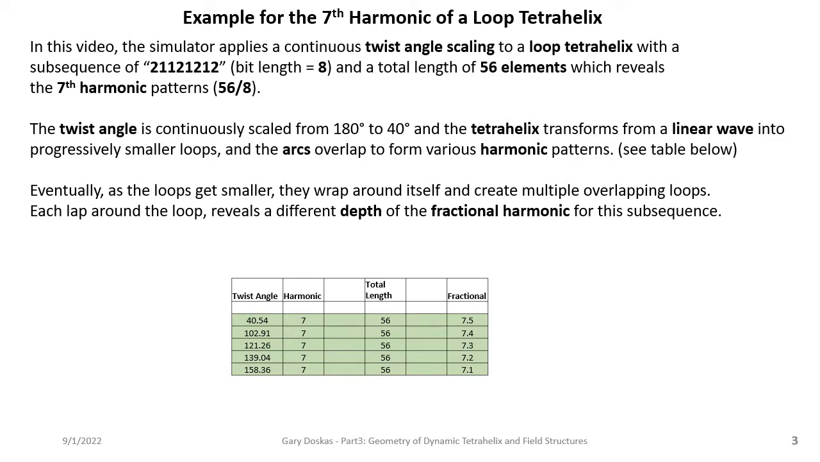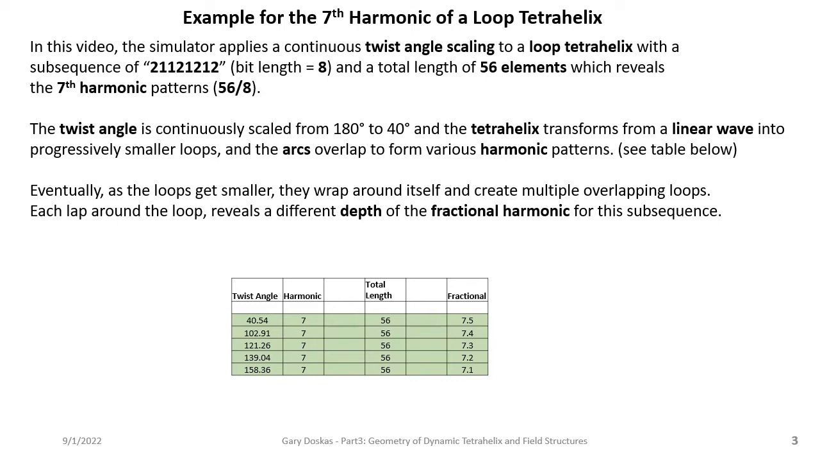In the next video, the simulator applies a continuous twist angle scaling to a loop tetrahelix with a subsequence of 2112112, bit length equals 8, and a total length of 56 elements, which reveals the 7th harmonic patterns, 56 divided by 8. The twist angle is continuously scaled from 180 degrees to 40 degrees, and the tetrahelix transforms from a linear wave into progressively smaller loops, and the arcs overlap to form various harmonic patterns. See the table below. Eventually, as the loops get smaller, they wrap around itself and create multiple overlapping loops.